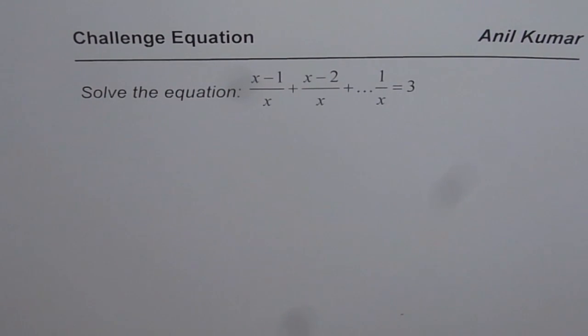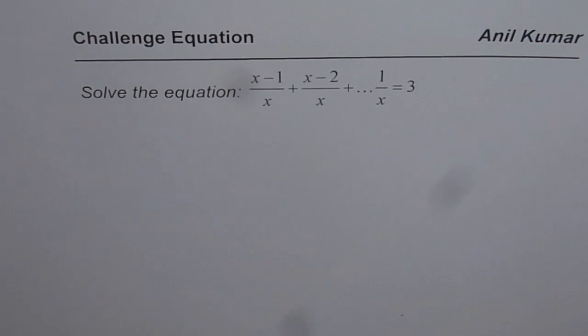answering such questions. The question here is, solve the equation (x minus 1) divided by x plus (x minus 2) divided by x and so on till plus 1 over x equals 3. We need to find the value of x which is going to satisfy this equation.